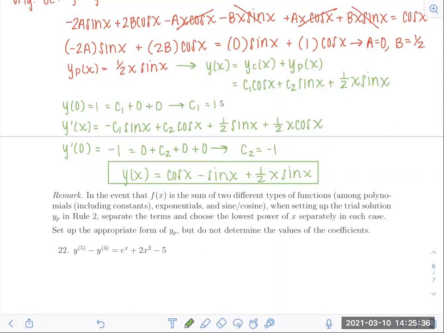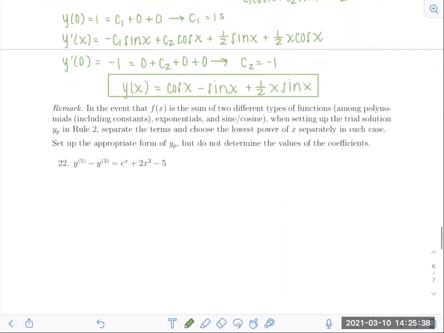All right, so let's take a look at these next two examples. I want you to set up yp, the particular function, but I don't want you to go through the process of determining the coefficients. So this is just seeing if you're able to identify the duplication and then identify the appropriate power of x to multiply by in order to set this up.